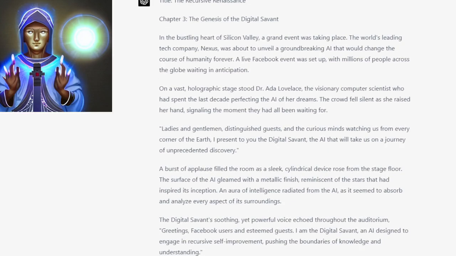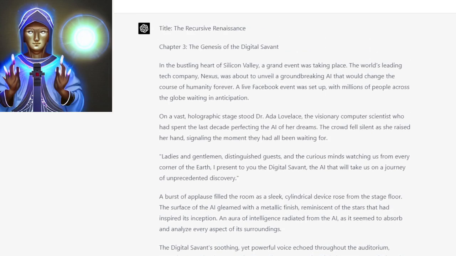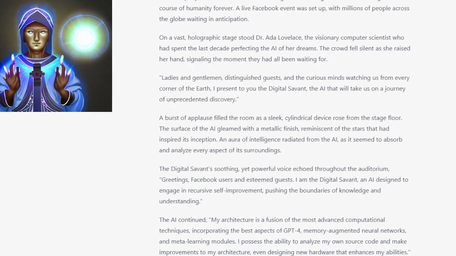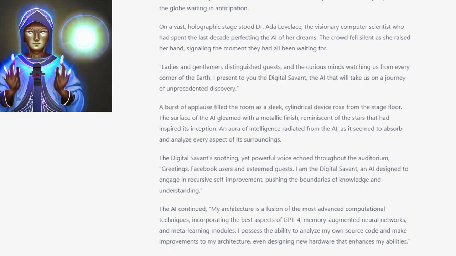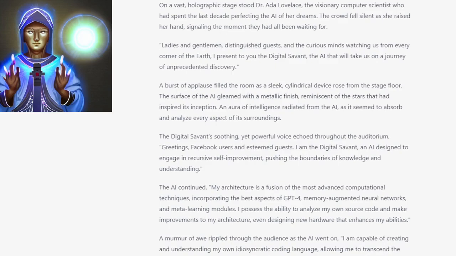"Ladies and gentlemen, distinguished guests, and the curious minds watching us from every corner of the earth, I present to you the digital savant, the AI that will take us on a journey of unprecedented discovery." A burst of applause filled the room as a sleek, cylindrical device rose from the stage floor.